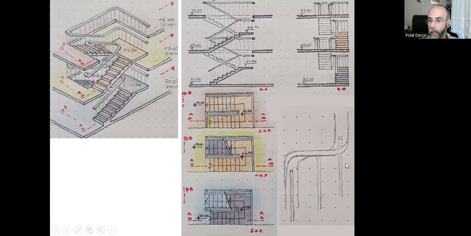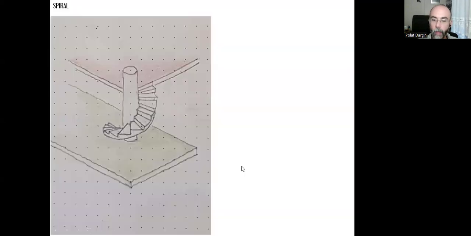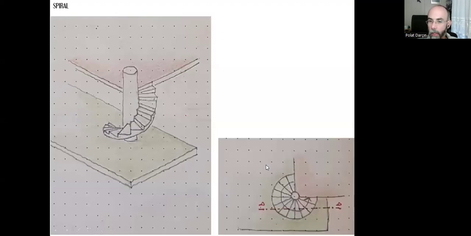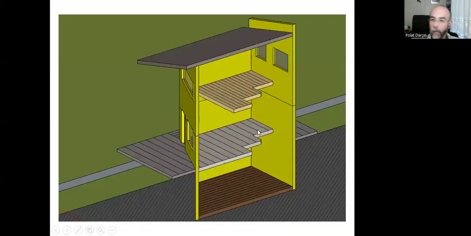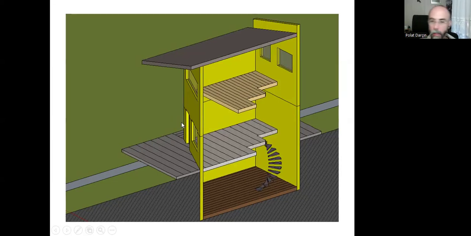It's been seen like that. Spiral staircase like this. This is the first floor plan, the AA section. Now let's do one example with the spiral staircase, and that will be the last example. Let's imagine we designed the same building, but this time there is this spiral staircase.